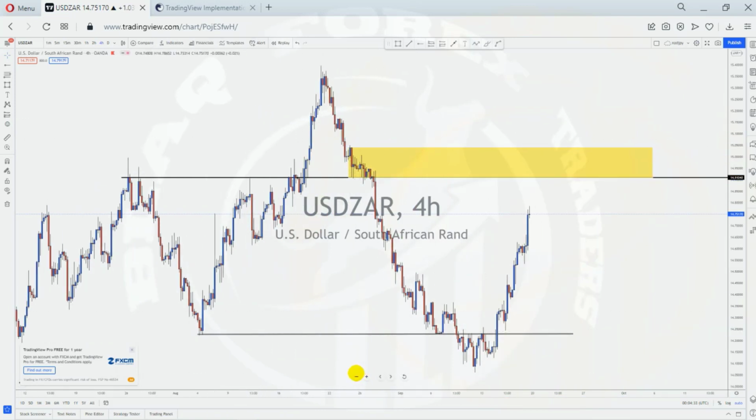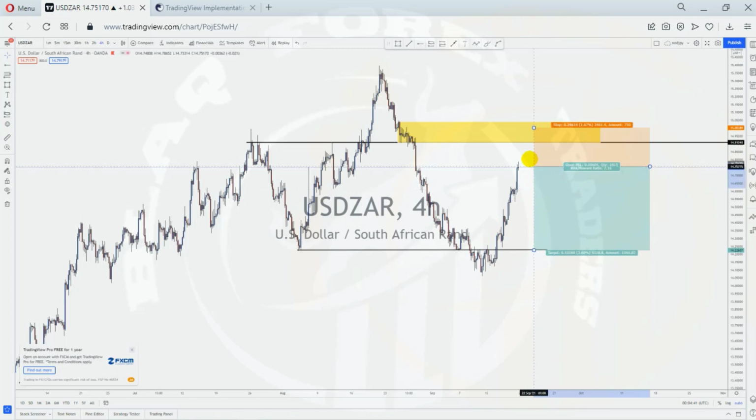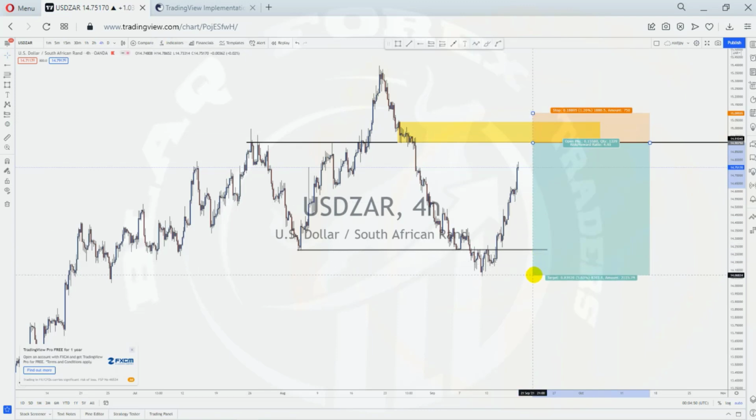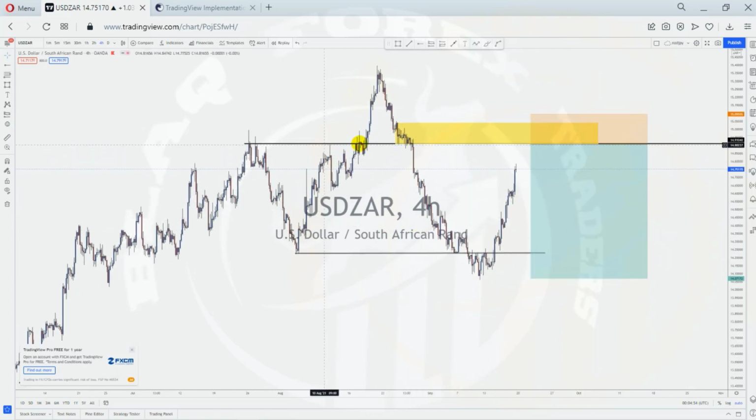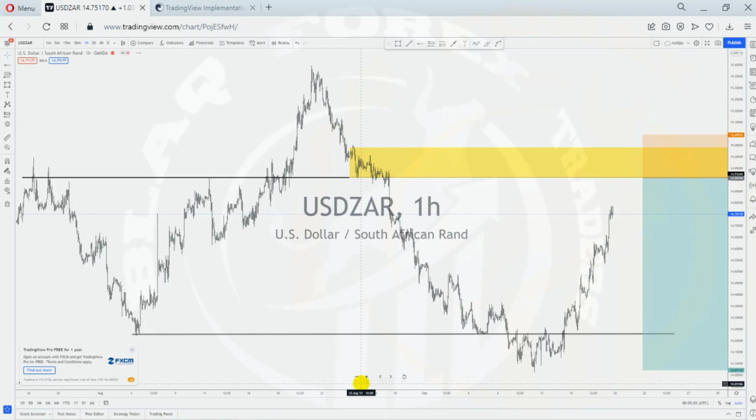So what I'm anticipating now on USD is a reversal at this point here. This will be the trade that I'll be looking for on USD on Monday. Once the market reaches this level, you can go to a smaller time frame like one hour, and that's where you look for your entry point.